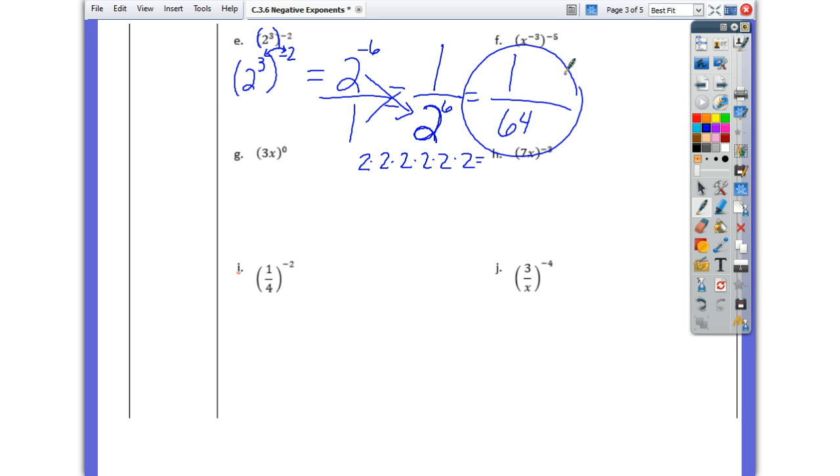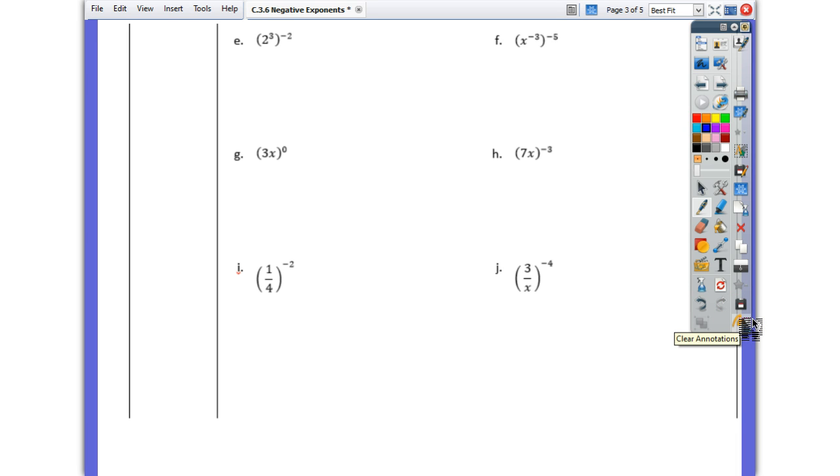All right, let's look at F. This one's pretty simple. Multiplying my exponents, my base is x. We know in the past a negative times a negative is a positive. So a negative 3 times a negative 5 gives me a positive 15. I have a positive exponent. No moving or simplifying necessary. There's my answer.